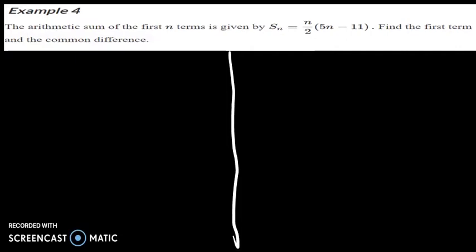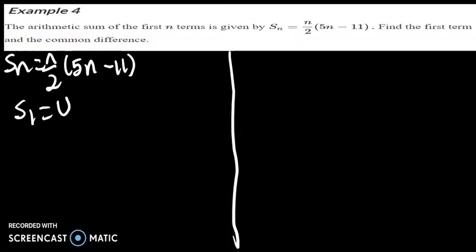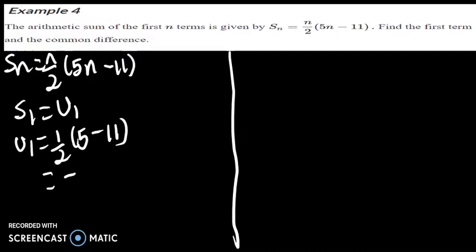So for the fourth example, the arithmetic sum of the first n terms is given by this. Find the first term and the common difference. So we know Sn is equal to n divided by 2 times (5n minus 11). I told you already S1 is equal to u1. So u1 becomes 1 over 2 times (5 minus 11). If you put 1 in this value, you get minus 3, because 5 minus 11 is minus 6 times 1 over 2, that's minus 3.